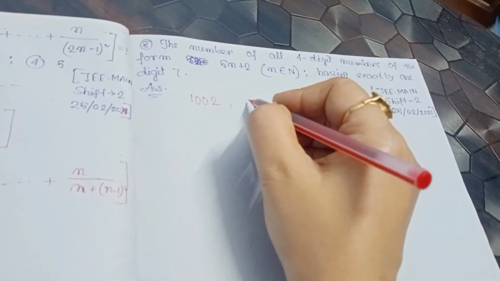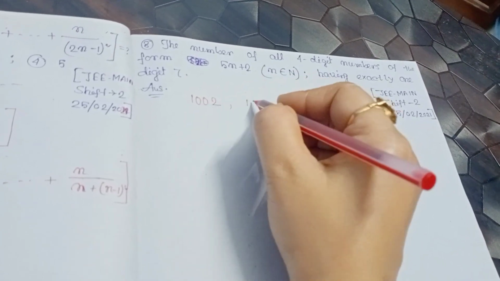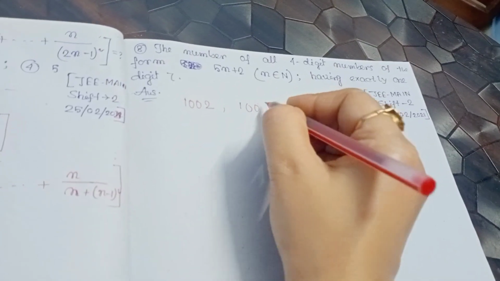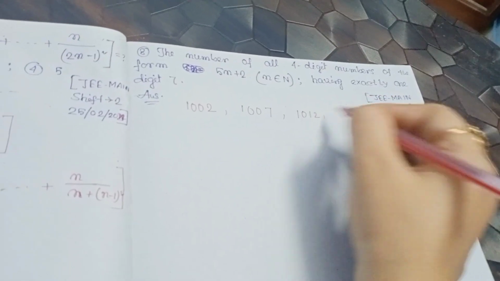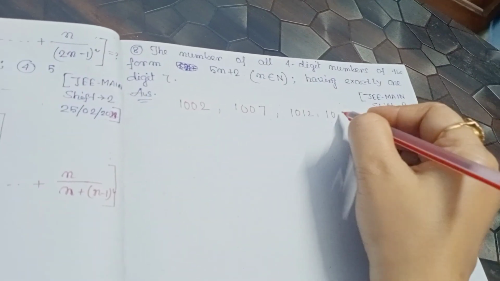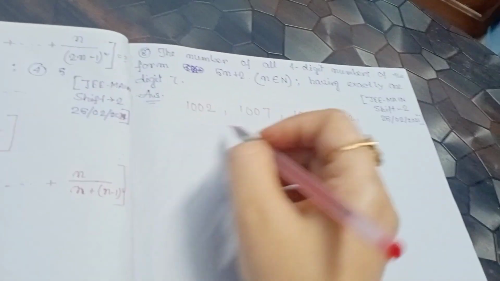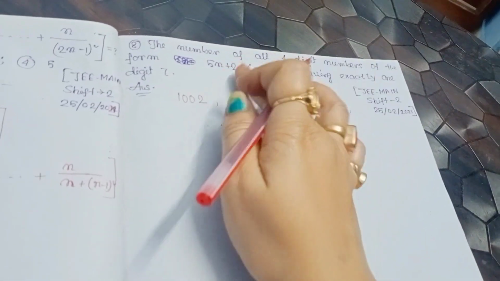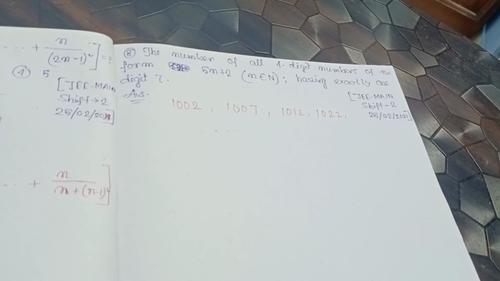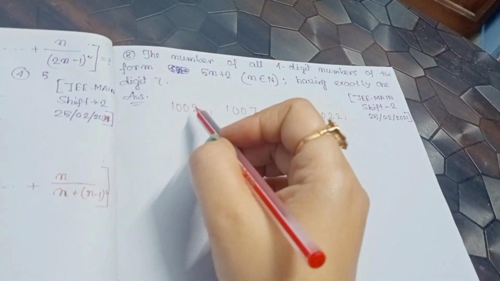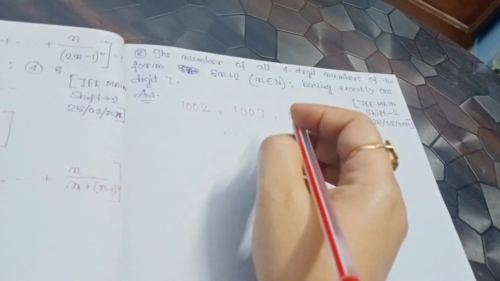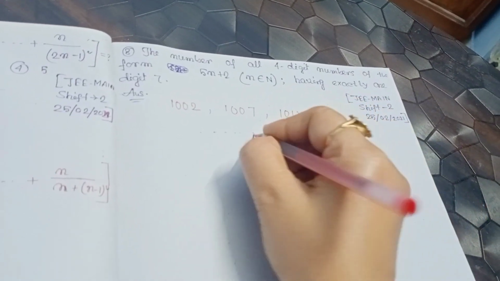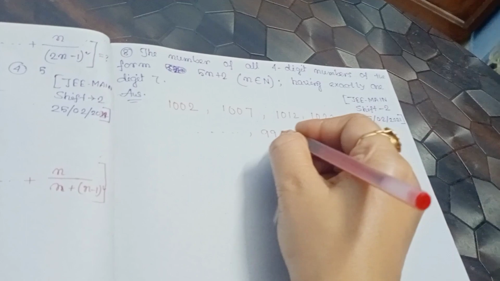So these numbers are 1002, 1007, 1012, 1022, all in this order, all of the form 5n plus 2, and up to 9997.